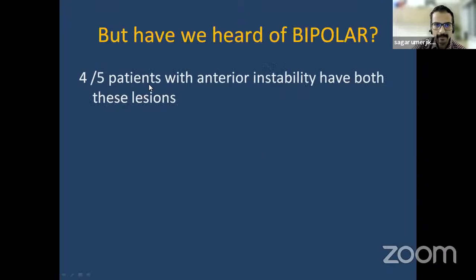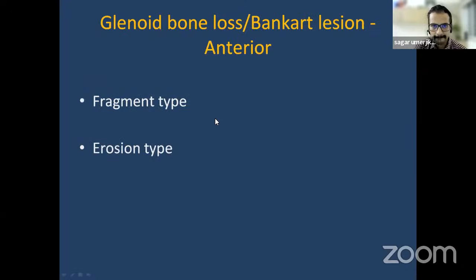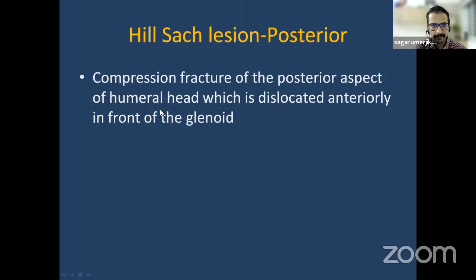But have you heard of a term called bipolar? Bipolar is not just in psychiatry, it's also in orthopedics. So 4 out of 5 patients with anterior instability have both glenoid lesion as well as humeral head lesion. So we have to understand that the involvement of the anterior glenoid as well as the Hill-Sachs on the humeral side decides the management protocol. So the glenoid loss can be of fragment type or erosion type, wherein the erosion type is more of soft tissue involvement, and fragment type is basically associated with the bony component.